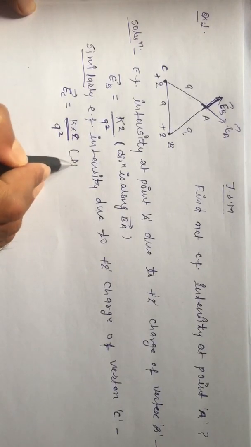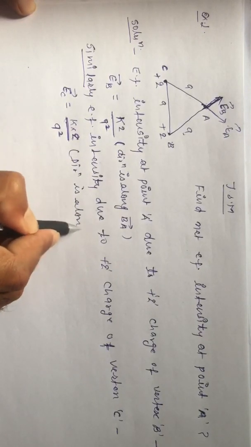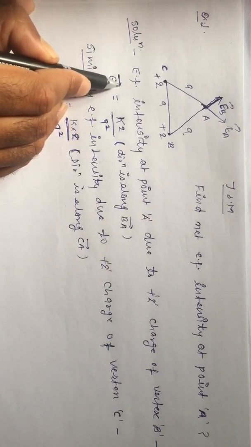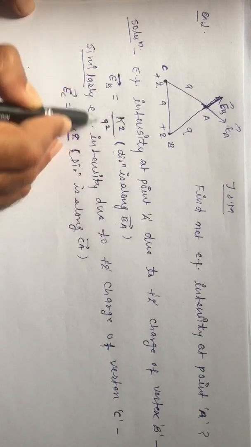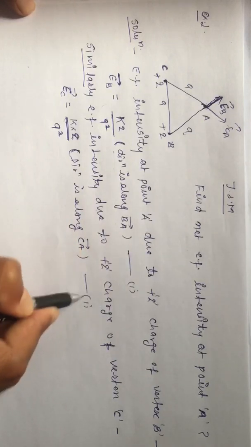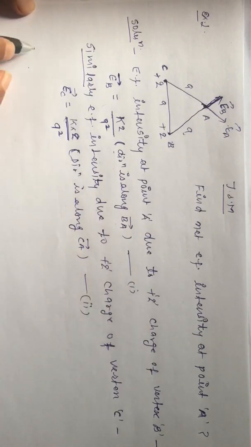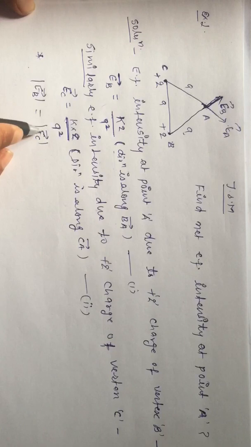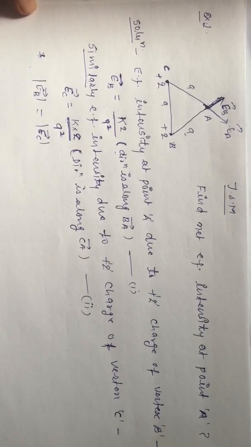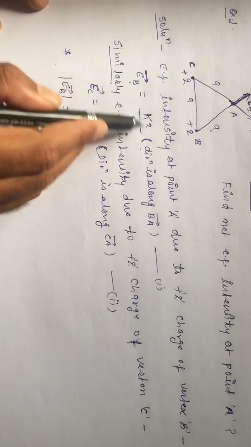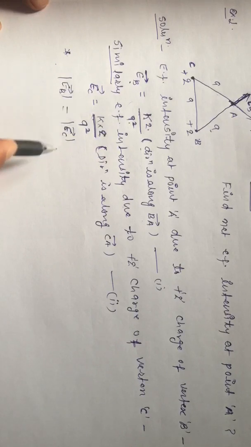At this point, the direction is along the CA vector. Dear student, if you mention vector form, you have to write down the direction. This is the magnitude kq upon a square. From the first equation and the second equation, the conclusion is that the magnitude of the EB vector is equal to the magnitude of the EC vector. Am I right or wrong? EB has magnitude kq upon a square, and EC also has magnitude kq upon a square.